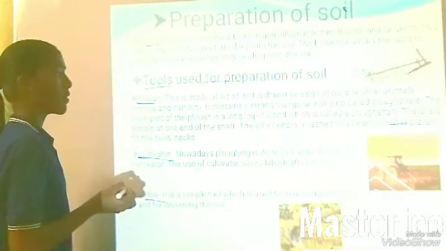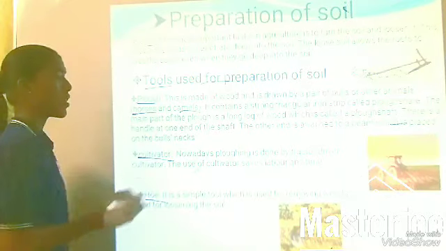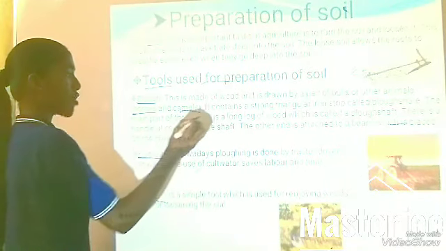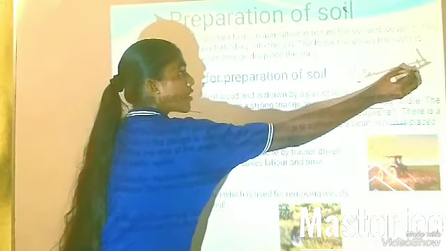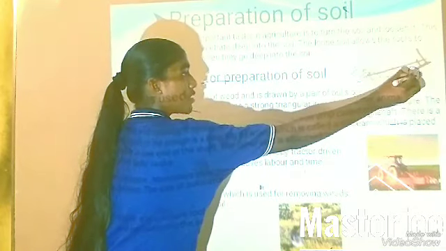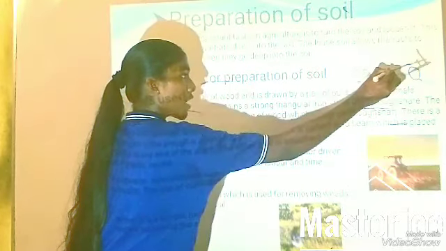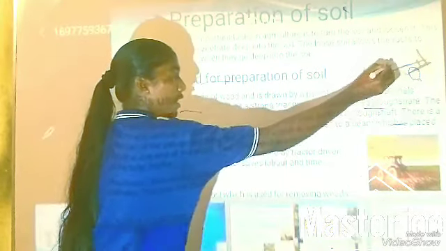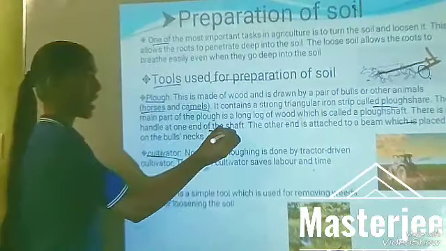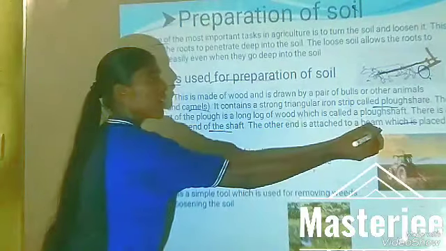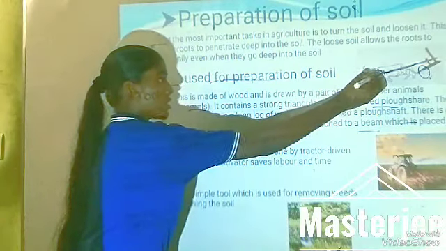Plow. This is made of wood and is drawn by a pair of bulls or other animals like horse and camels. It contains a strong triangular strip called plow shaft. As you can see in this image, a long log of wood is known as plow shaft, and there is a handle at one end of the shaft. The other end is attached with a beam which is placed on the bull's neck. As you can see here, it is attached to the bull's neck.